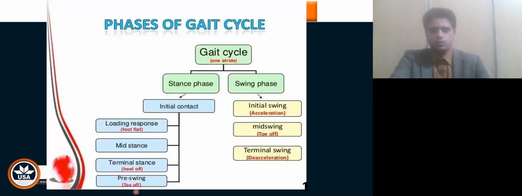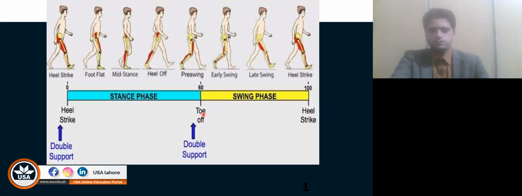The pre-swing or toe off. As you can see here, just before this foot goes into the swing phase, from heel off is the toe off, and it is coinciding with a double limb support phase. So this pre-swing occurs simultaneously with the terminal double limb support and lasts from 50 to 60% of the stride. During the pre-swing, weight is transferred onto the contralateral limb in preparation for the swing phase.